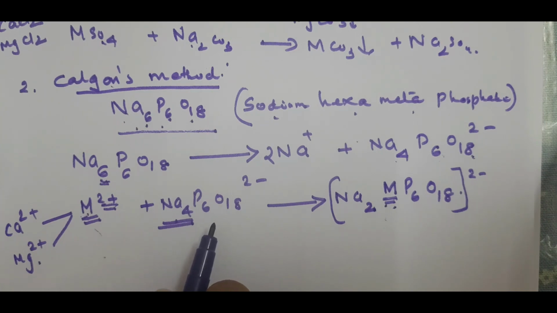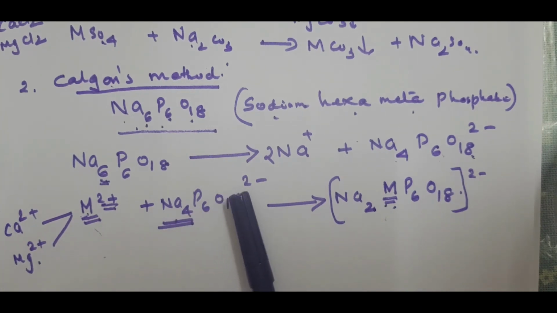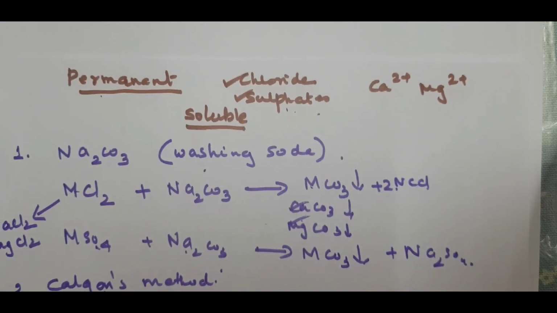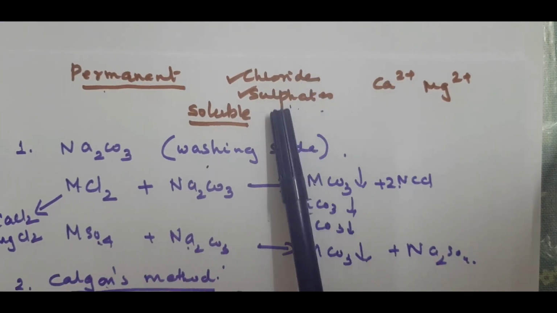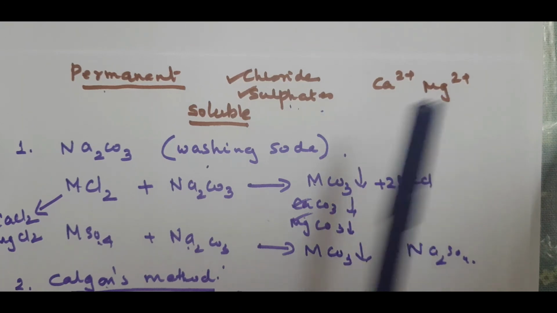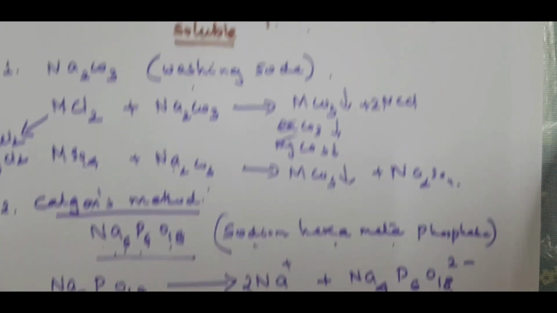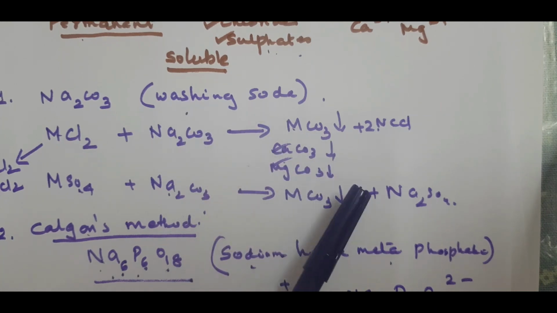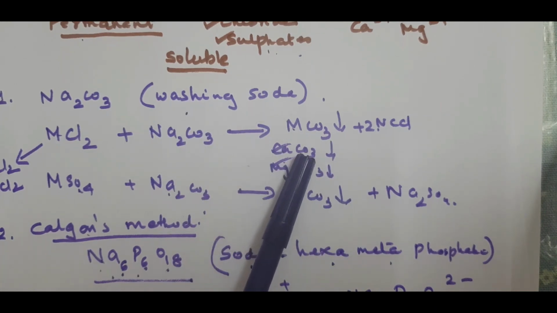Okay, so hope you understood. The two methods you have studied for removing the temporary hardness are boiling and Clark's method. Clark's method means using the calculated amount of lime. Now the second is removing the permanent hardness. Permanent hardness is mainly due to the soluble sulfates and chlorides of calcium and magnesium. So we have studied two methods. One is treating with washing soda. The carbonate is getting precipitated. It is filtered out and you have the soft water.